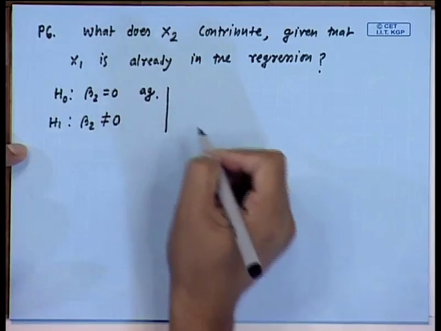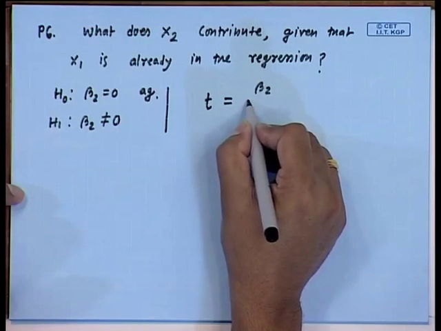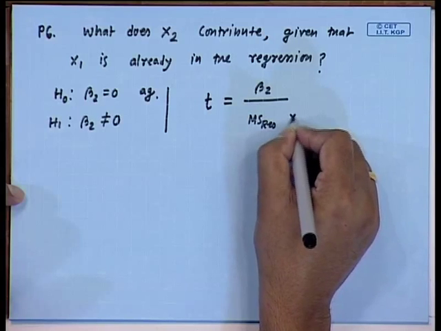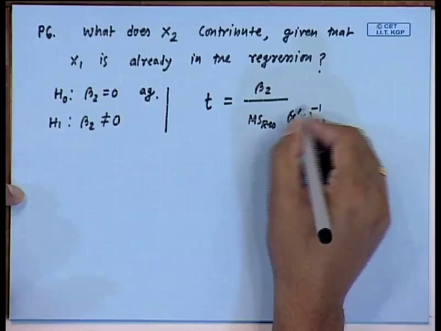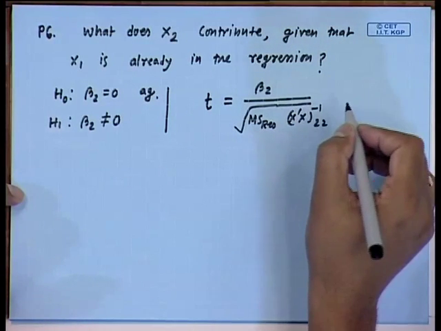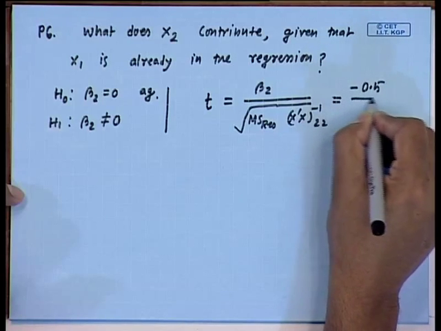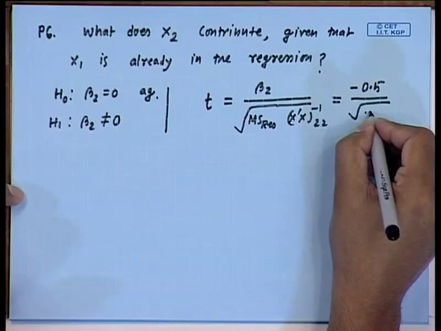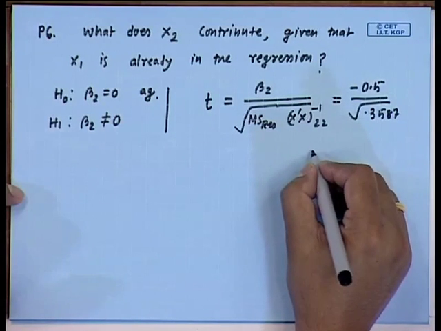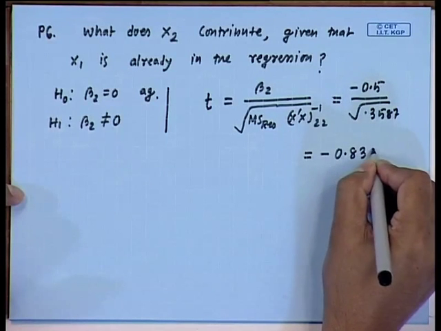And we know that the test statistic to test this hypothesis is t, which is equal to beta 2 hat by the square root of MS residual times the (X prime X) inverse 22nd element. Now, you know the meaning of this one. So, this is basically the estimate of the variance of beta 2. And this quantity is equal to minus 0.5 by, just now you have calculated this one, 0.3587. So, this is going to be minus 0.8348.